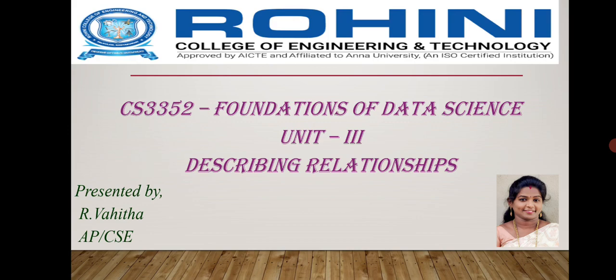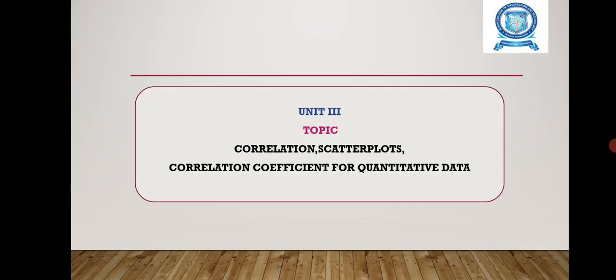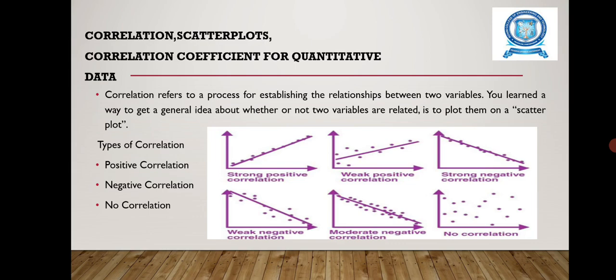I am here to discuss a few topics of the subject CS 3352 Foundations of Data Science. Here we are dealing with describing the relationships. The topic we are discussing here is correlation, scatter plots, correlation coefficient for quantitative data. So first we can see about what is correlation.